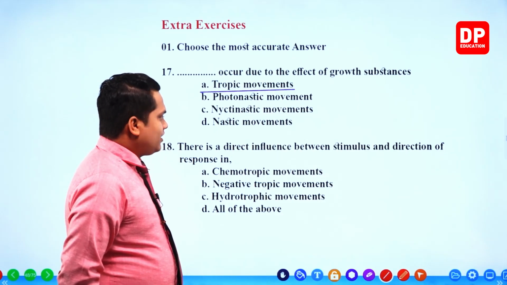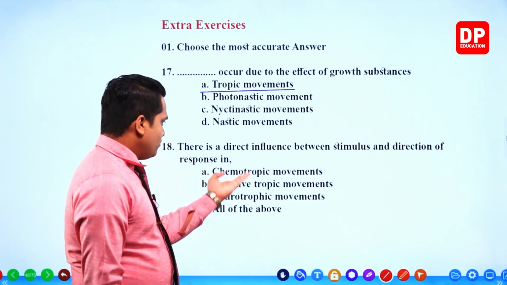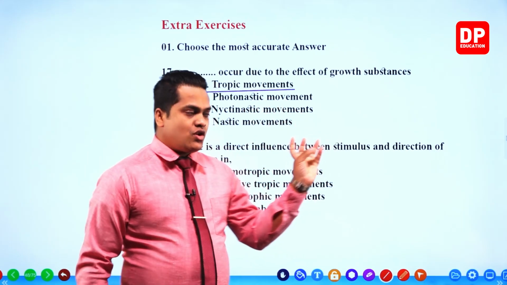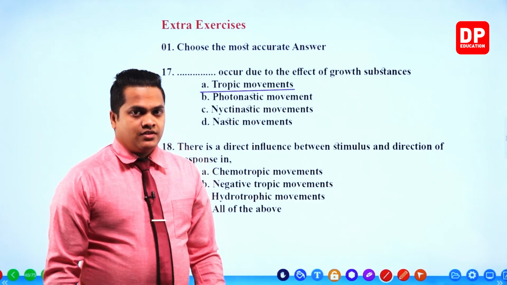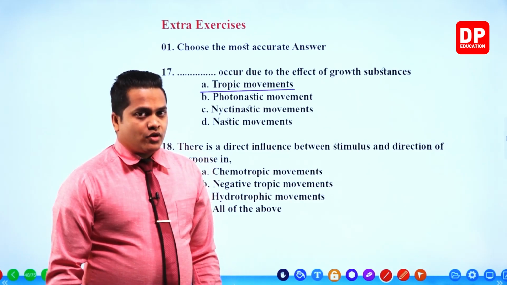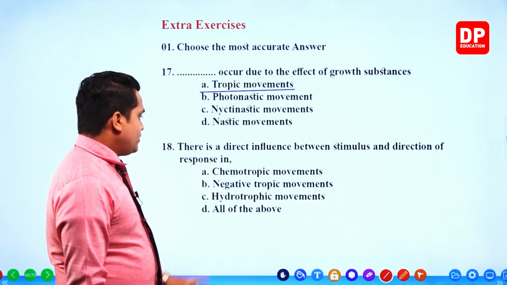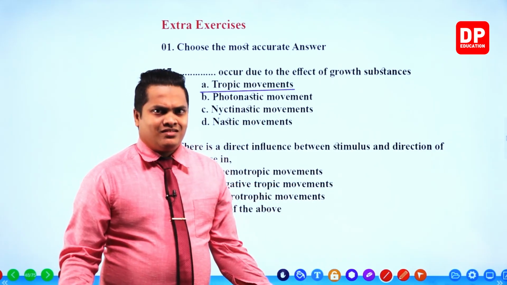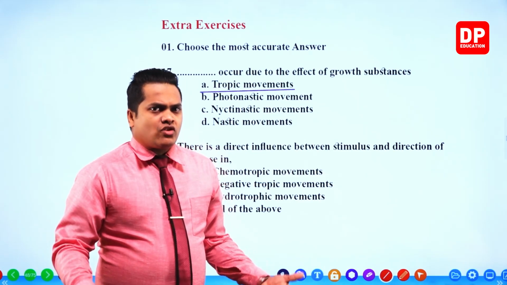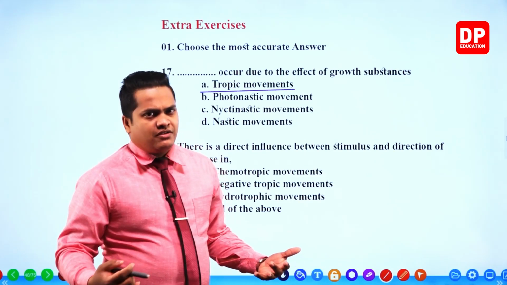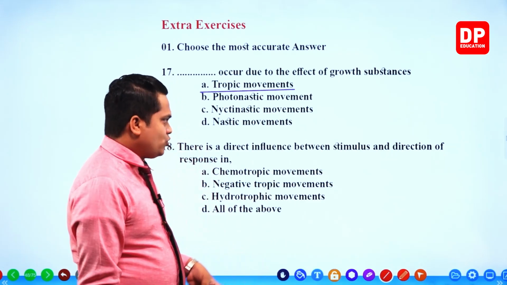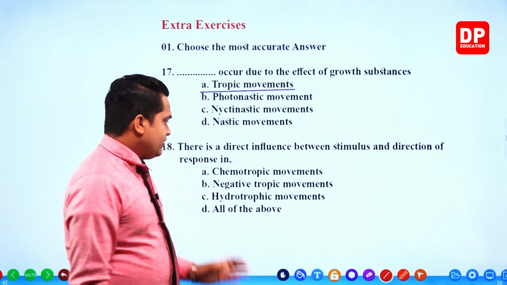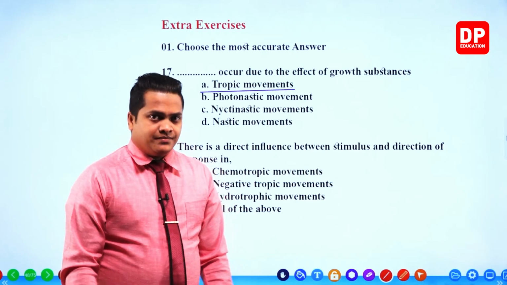Chemotrophic movement, correct, because it is a trophic movement. So there is a direct influence between stimulus and the direction of response in a chemotrophic movement. Next one, negative trophic movements. Once again correct, no problem. If it is a trophic movement, no matter whether it is positive or negative, there is a direct influence between the stimulus and the direction of the response. So negative trophic movement is a correct answer. Next one.